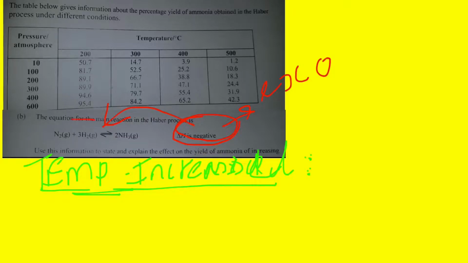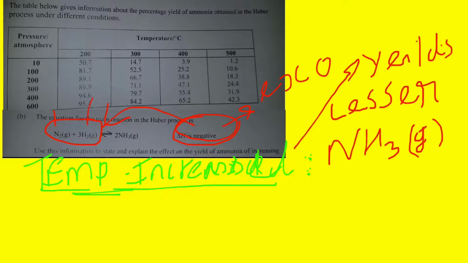So whenever reactant is formed, that means product will be less. So that's why the ammonia formed will decrease, and N2 and H2 will be formed instead. This is the main thing you should remember: yield of lesser ammonia. Now let's see the next part of the question, which is part C.